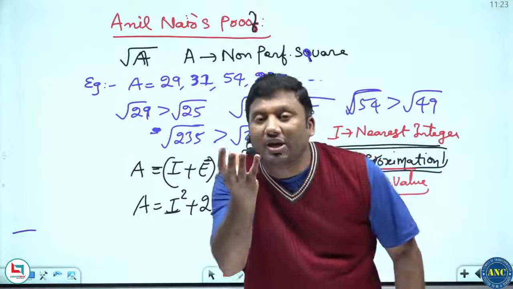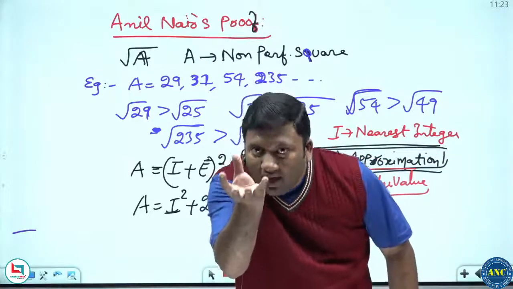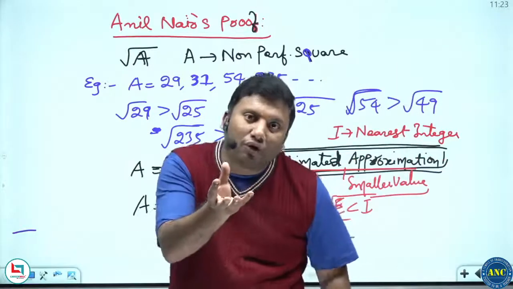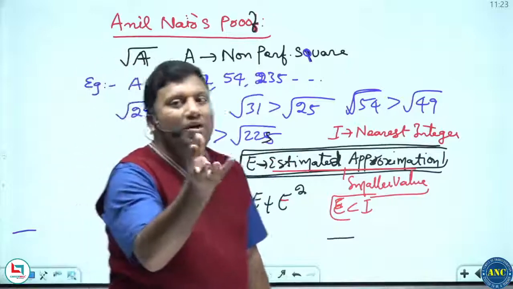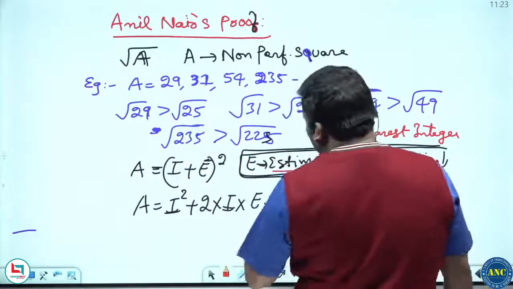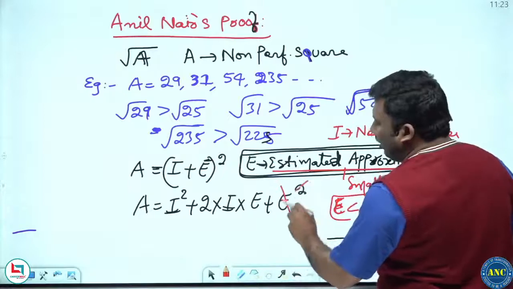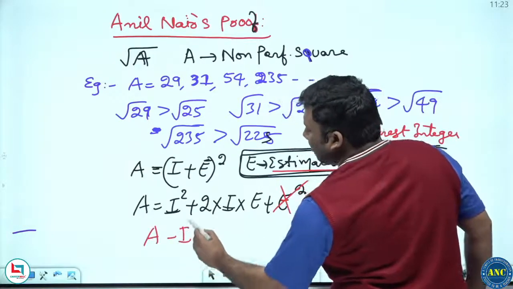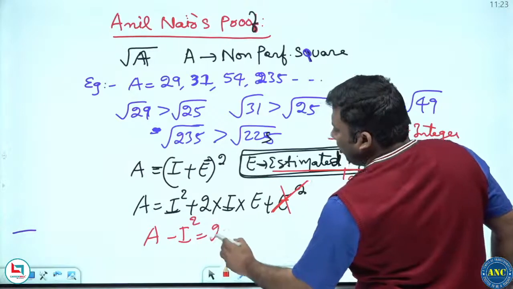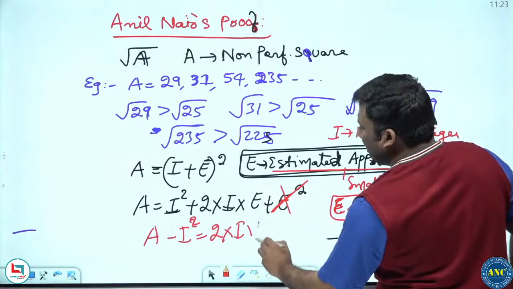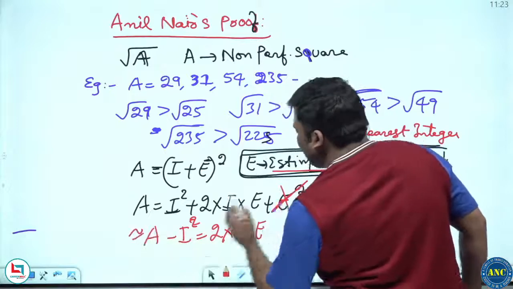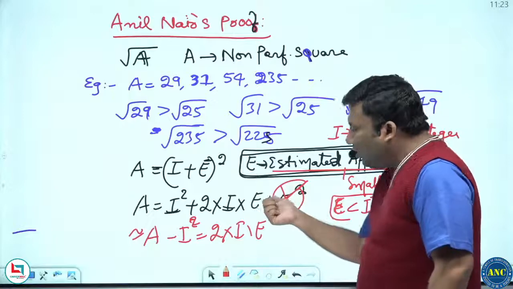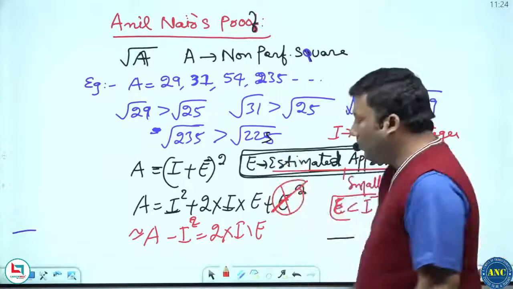Root 103 is 10 point something. That something after the dot is nothing but E. Root of 154 is 12 point something. What is that something after the dot we are finding? It is a very small value, a negligibly small value. A minus I square is approximately 2 into I into E, because E square is a very small value. This addition will make a very, very nominal difference.